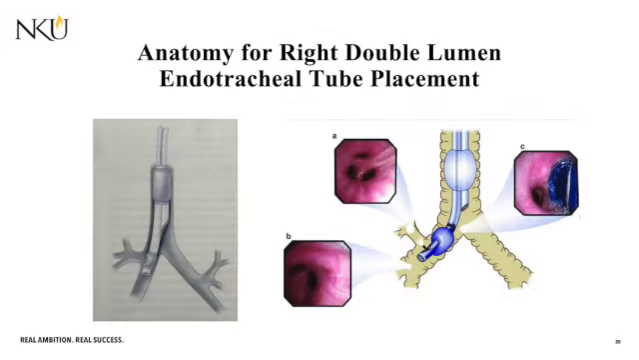Let's review how to place a right double lumen endotracheal tube. The tube is first passed through the vocal cords, and at this time the stylet is removed. The tracheal lumen of the tube sits directly above the carina, and the bronchial lumen is placed in the right mainstem bronchus. The Murphy eye of the bronchial lumen is pointed up at the right upper lobe to ventilate this part of the lung. To confirm placement, a bronchoscope is utilized to ensure the Murphy's eye is aligned with the right upper lobe.